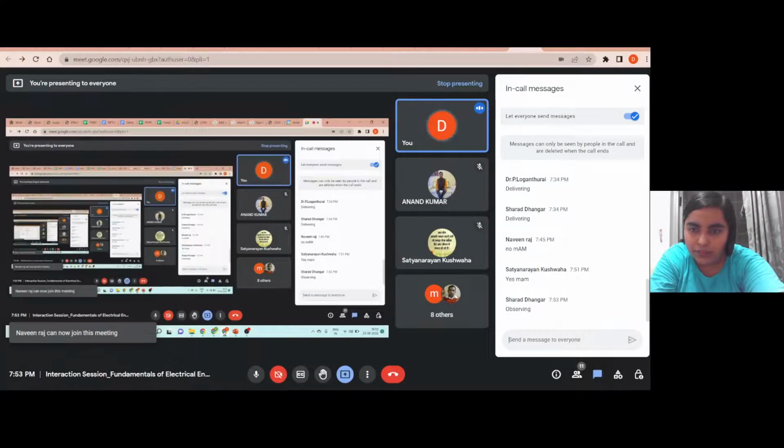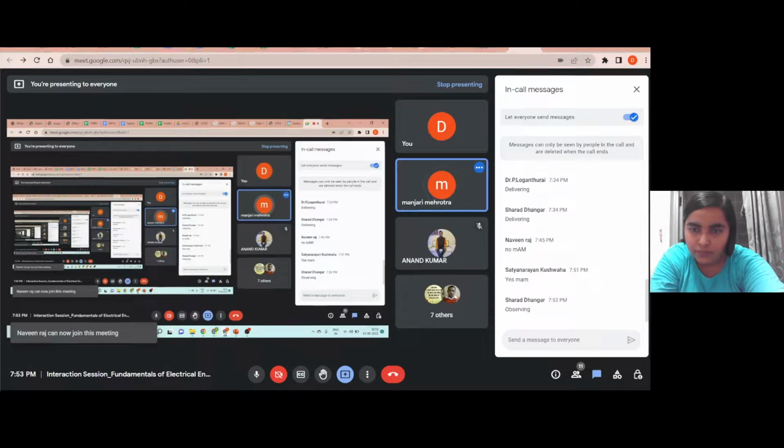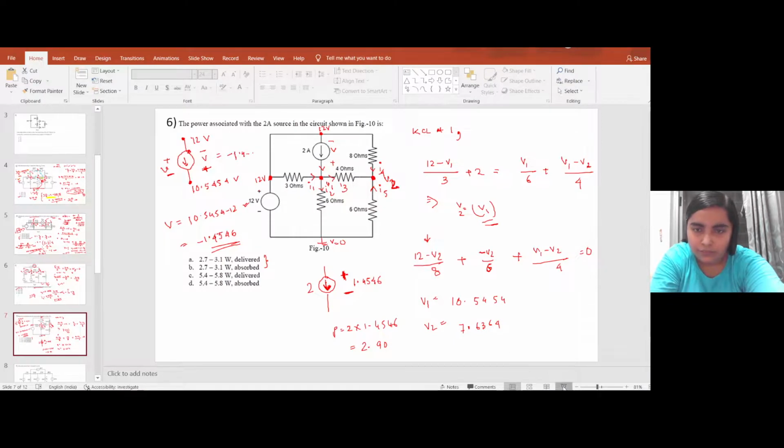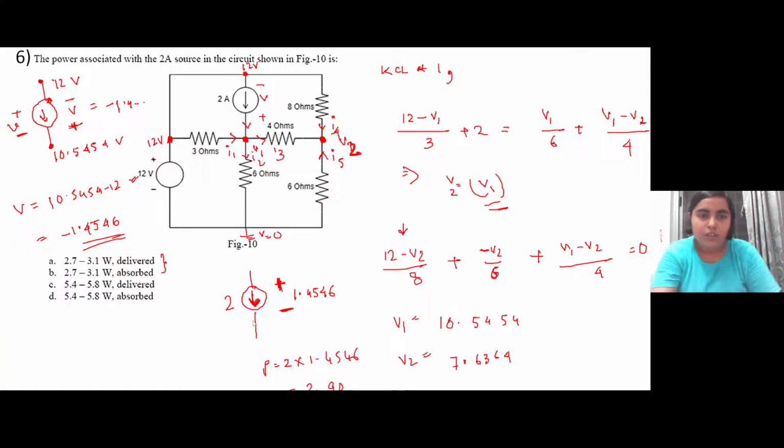Let's see if anyone is. Absorbing. Yes. So, as two of you have said, the reason is the current is entering the positive side, right? So it is absorbing power. The option is option B. Everyone okay with it? If yes, then we'll move to the next problem.